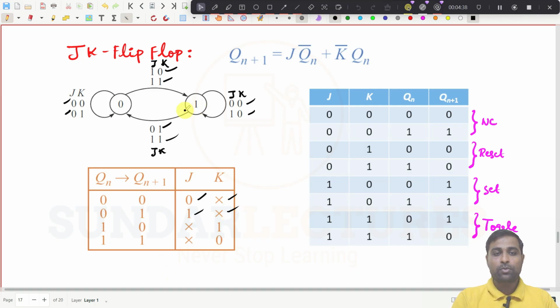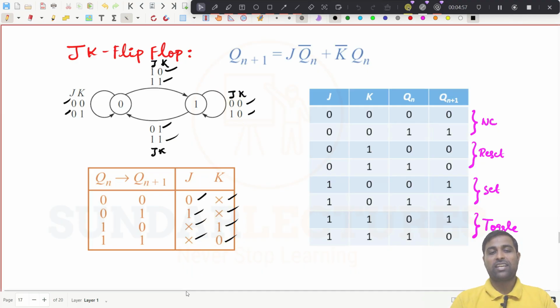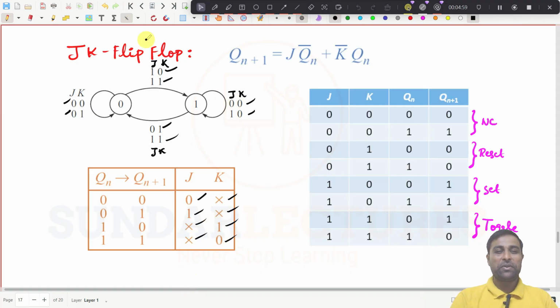And if present state is 1, next state should go to 0, in this condition K should be 1, but J can be 0 or 1. Right? And what is the next one? Present state is 1, next state should retain in 1. Then K should be 0, and J can be 0 or 1. That's all.